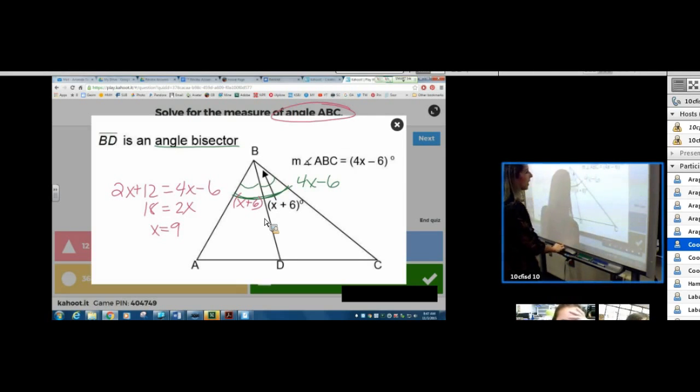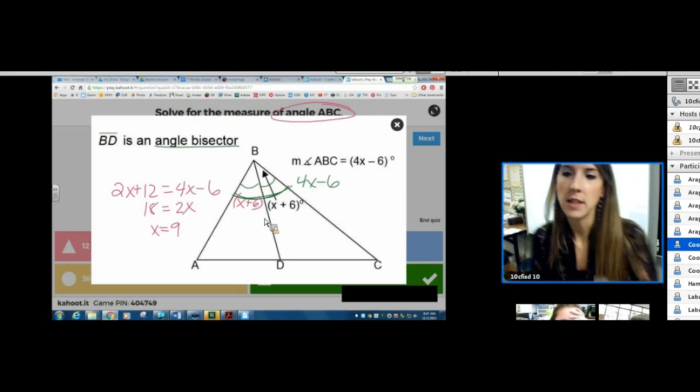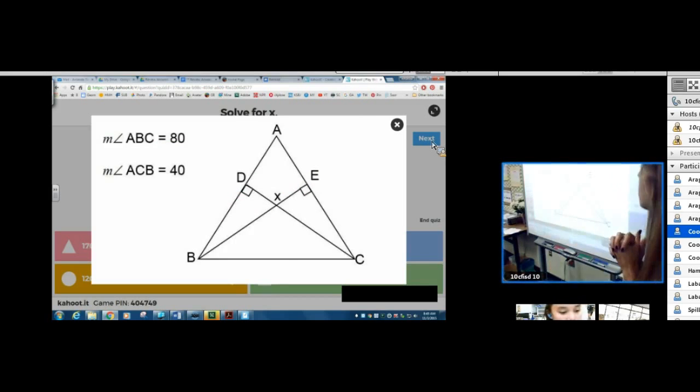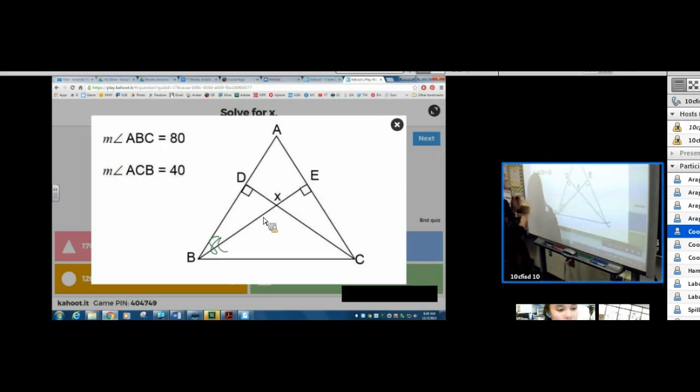And it was asking for angle ABC, so we need to plug it back in. 4 times 9 minus 6, okay? All right, so we know that the angle ABC is 80, this whole angle, and ACB is 40. So we're just trying to find the measure of angle X.